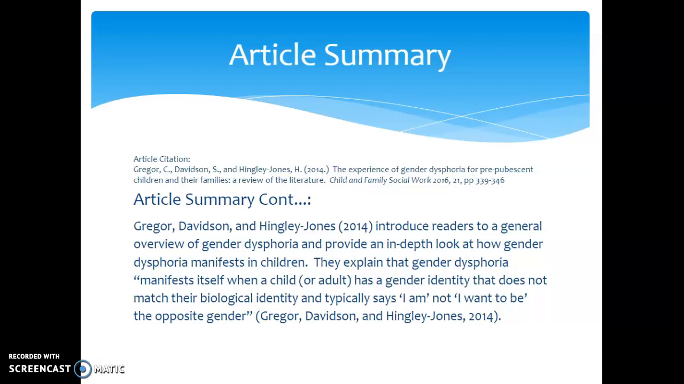They explain that gender dysphoria manifests when the gender identity of a child or adult is not the same as their biological identity. These individuals typically state, "I am not this gender. I want to be the opposite gender."